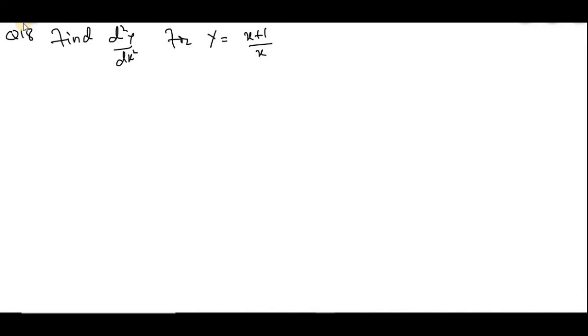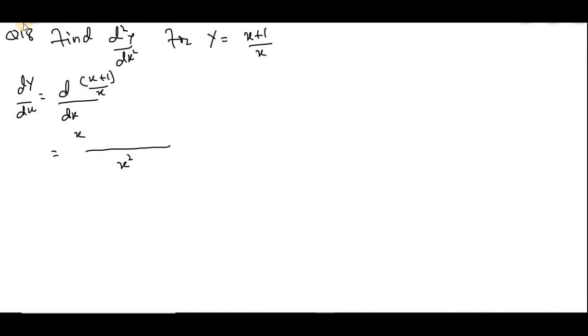Now in this question number 18, again we have to find the second derivative for the given function y is equal to x plus 1 divided by x. But here we will use the division rule. So dy by dx is the derivative of x plus 1 over x.